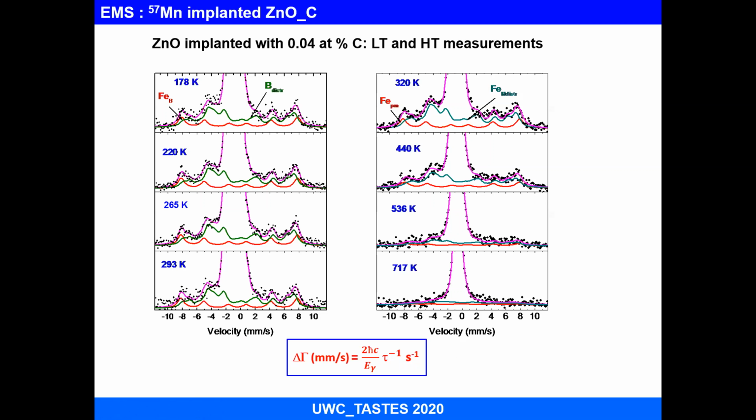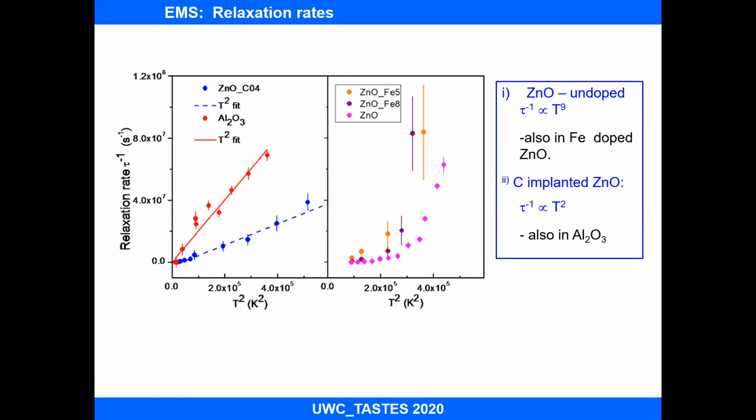And what we get, shown on this slide, this blue shows the zinc oxide, carbon implanted at 0.4. And here we have the relaxation rate plotted against T squared, where T is the temperature. And we see that the carbon implanted zinc oxide follows very well a T squared dependence.